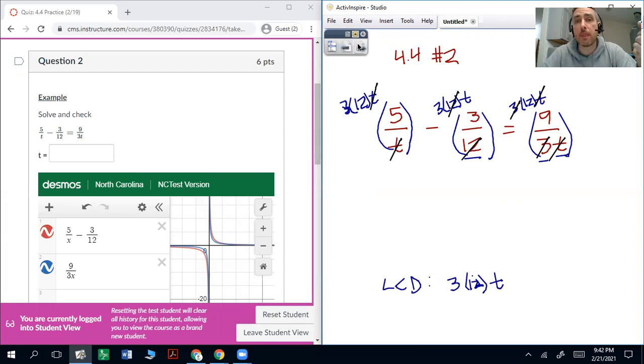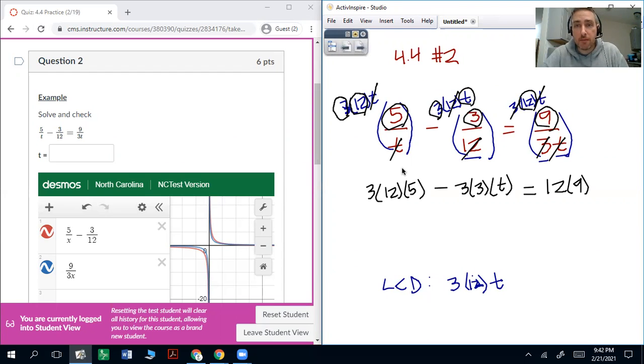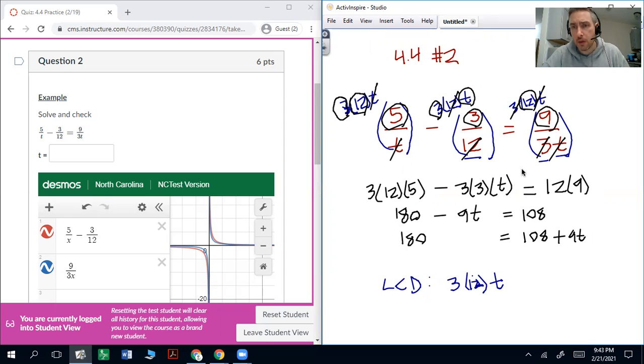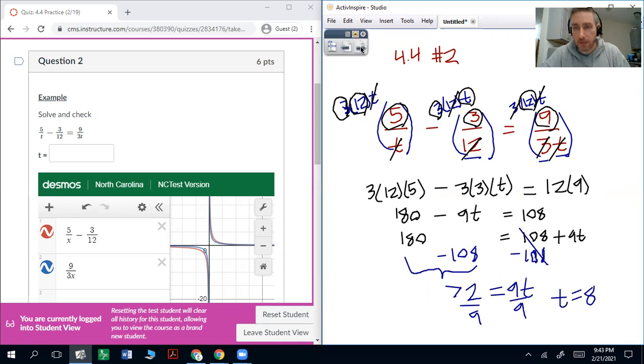So you're going to have 3 times 12 times 5 minus 3 times 3 times t equals 12 times 9. Multiply it out, simplify it, use your calculator. It gives you 180 minus 9t equals 108. I'm going to bring the 9t over to the right side, add it, and then take away the 108. And that gives me 72 equals 9t. And if I divide by the 9, t is going to be 8.